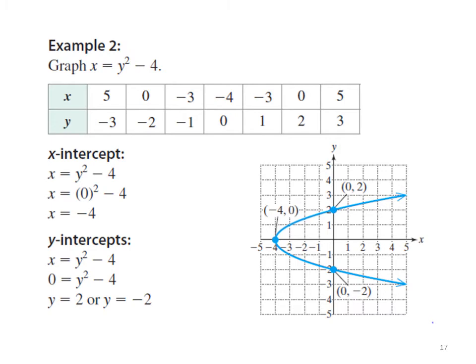You should be able to find the x and y-intercept using the equation, or if you already have a graph, you can find the intercepts using the graph. One more time, the x-intercepts are those points where the graph intersects the x-axis. The y-intercepts are those points where the graph intersects the y-axis.